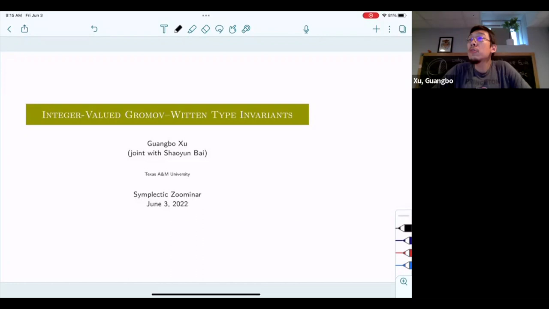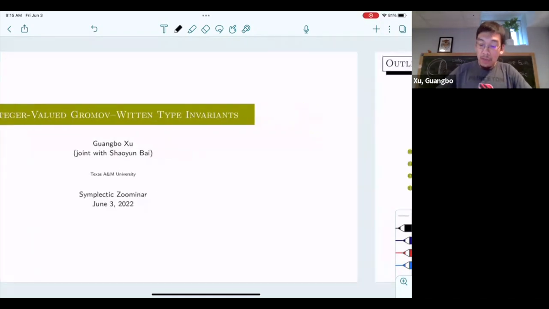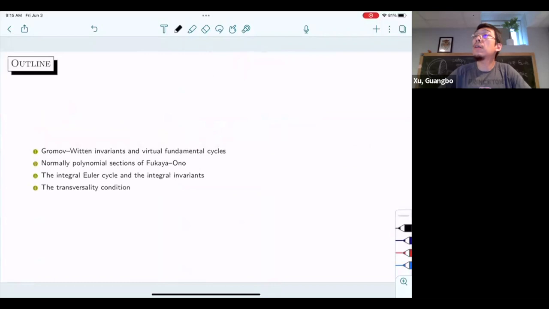Okay, so today I'm going to talk about a recent joint work with Shaoyun Bai on constructing some integer-valued Gromov-Witten type invariants for general symplectic manifolds. So the outline of my talk is given on this page.